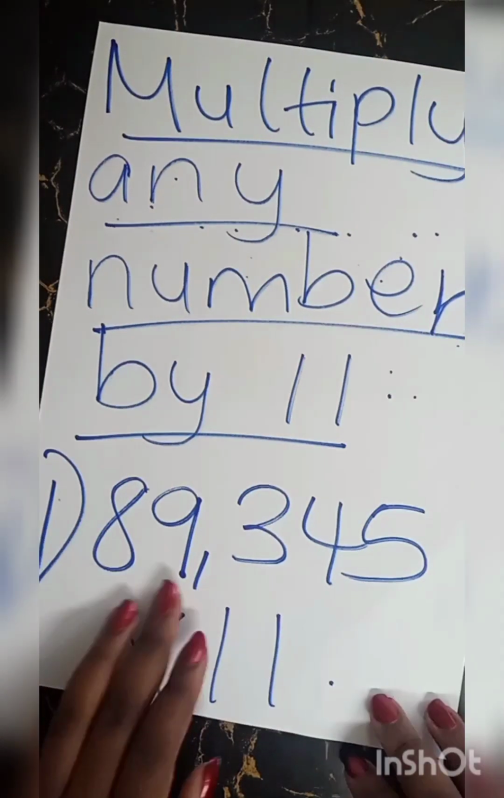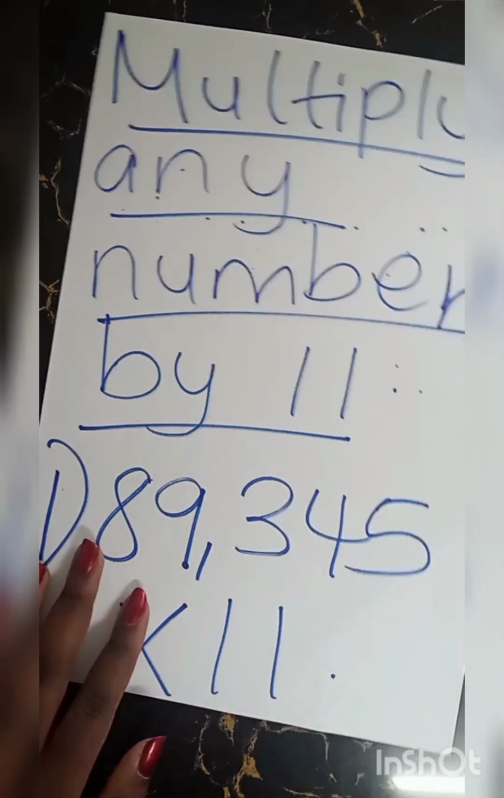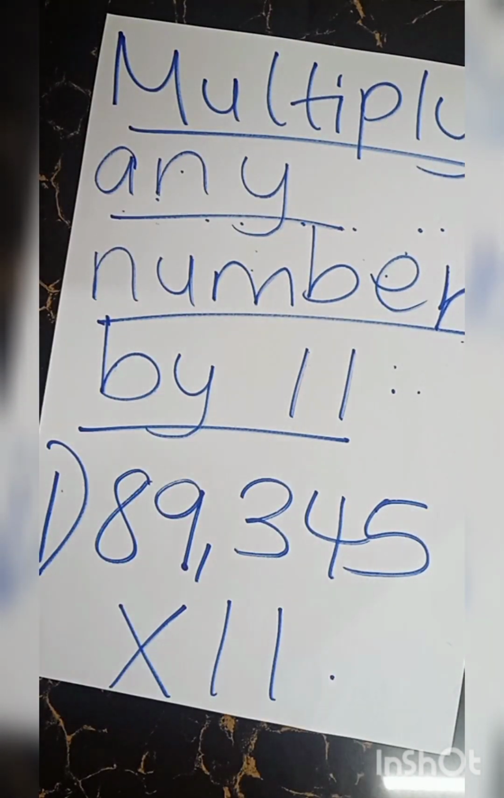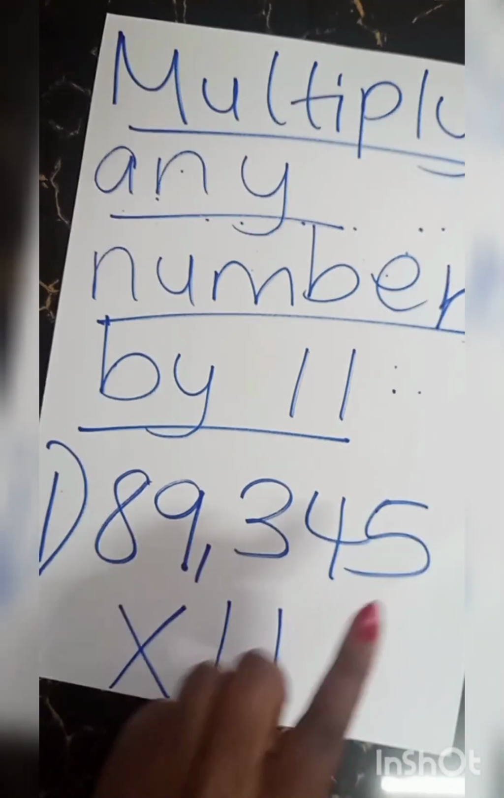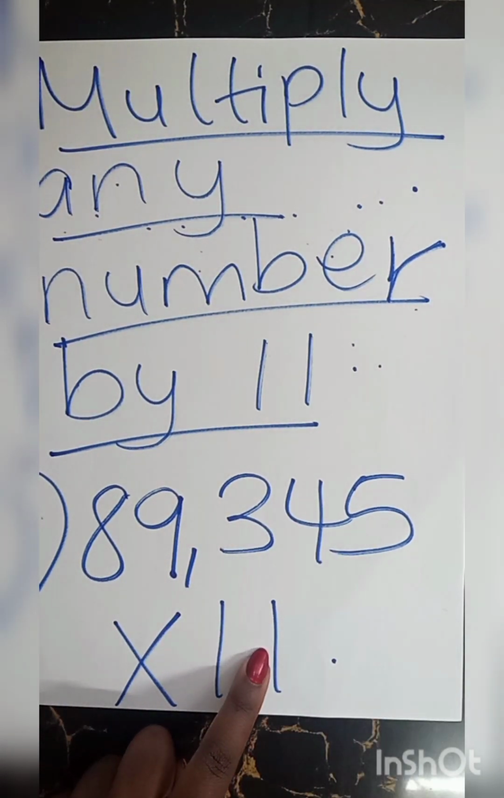And since we are multiplying 11 with a 5-digit number, we leave 5 minus 1 spaces. Okay, so we leave 4 spaces. Are we together? So you leave 4 spaces, after which you'll multiply the last digit of this number with the last digit of this number, which is 1. Are we together?